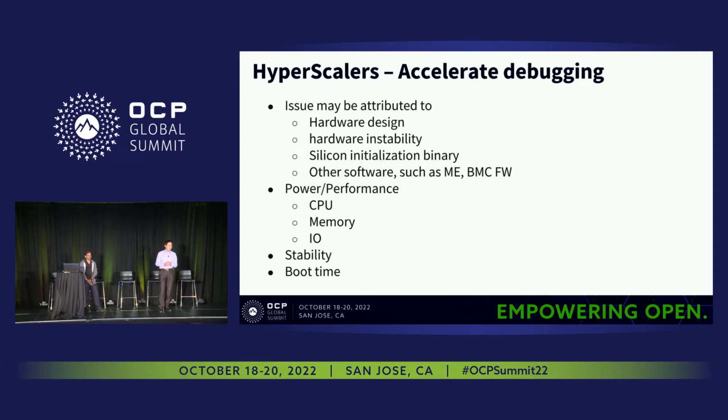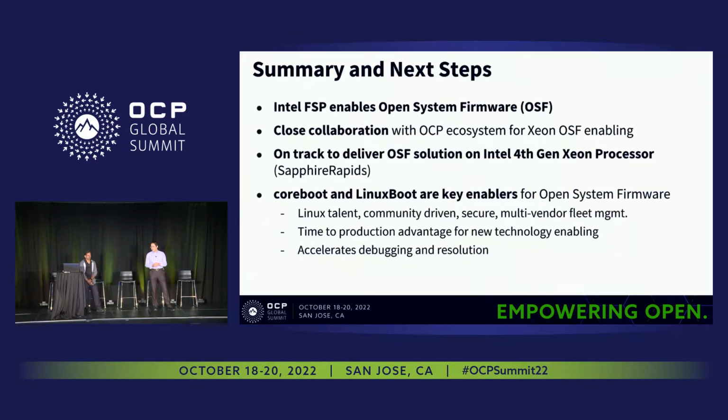And going forward, we will actually use OSF for pre-silicon and bring-up effort, because we firmly believe that would make a huge difference and accelerate our time to production together with our silicon vendors. Next page. So, as a summary, the fundamental cornerstone of OSF is the silicon initialization package. So the FSP enables that.